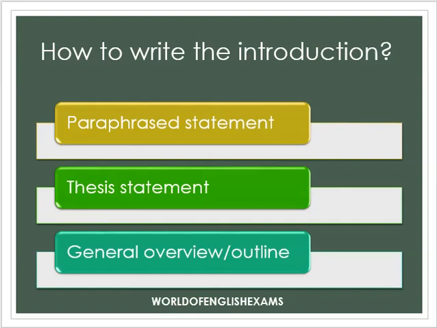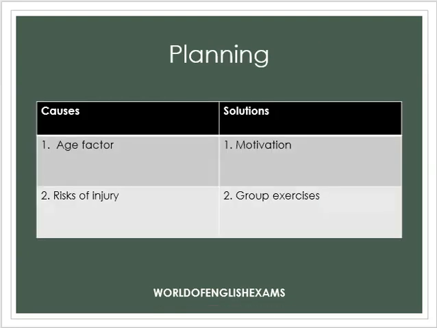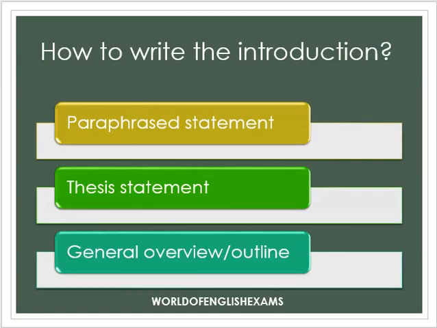And in the thesis statement, what are you going to tell? You're going to tell that whatever we get back to the plan, we tell that these are the causes and these are the solutions for the same. We tell that owing to reasons like age factor and risks of injury, the elders are unable to be motivated towards exercising. And yes, family help and support along with exercising in groups can be effective solutions to tackle this problem. So that is what we are going to state in the thesis statement.